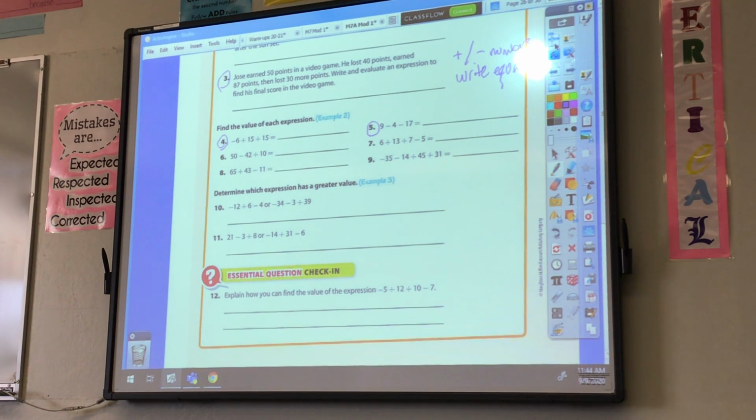So how many points does he earn there? 50. Is that positive or negative? That's positive. So plus 50. And he lost 40. Is that positive or negative? So think about it, when you're playing a video game, if you earn the points, are they positive or negative? If you lose the points, negative. So did he have more points when he ended, or did he have less points? Positive or negative? And how many?